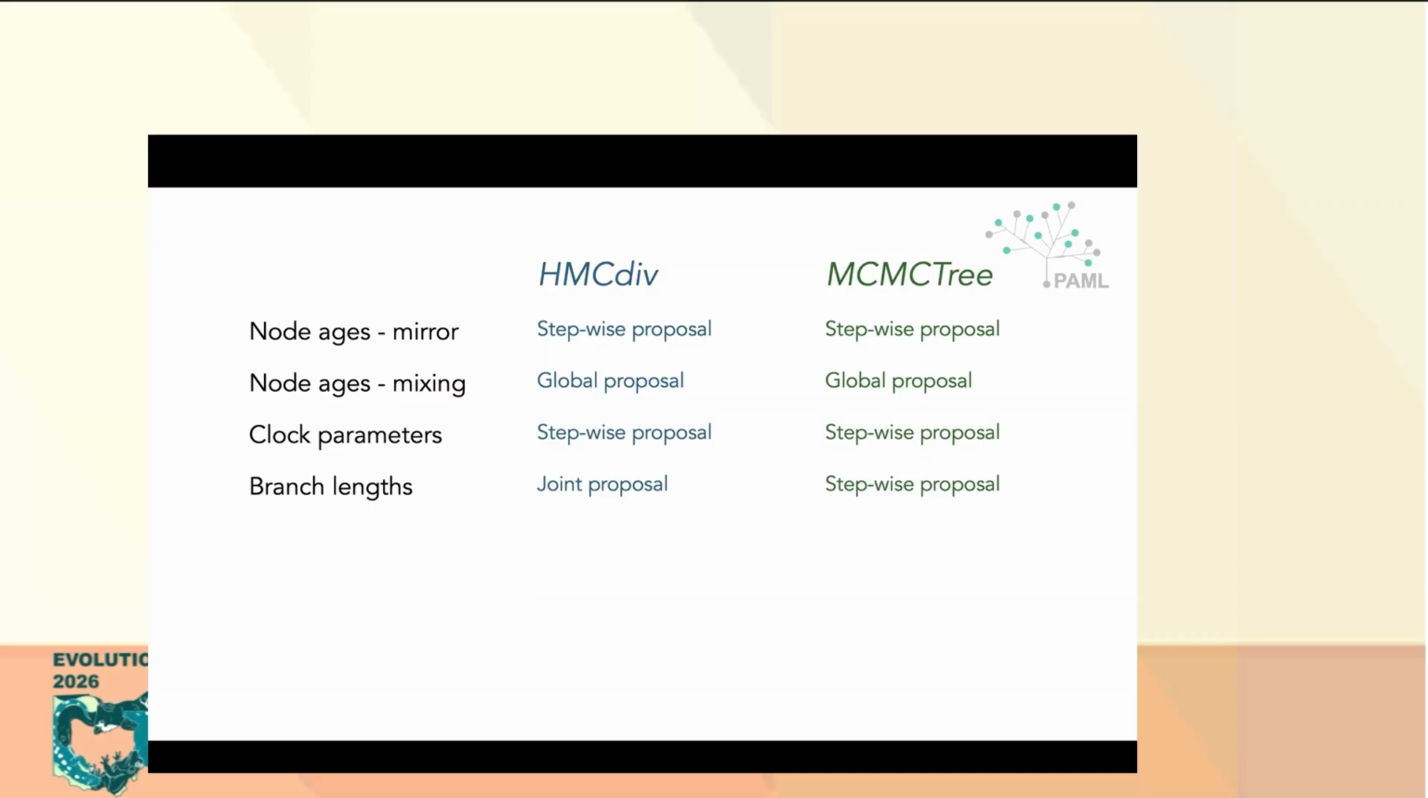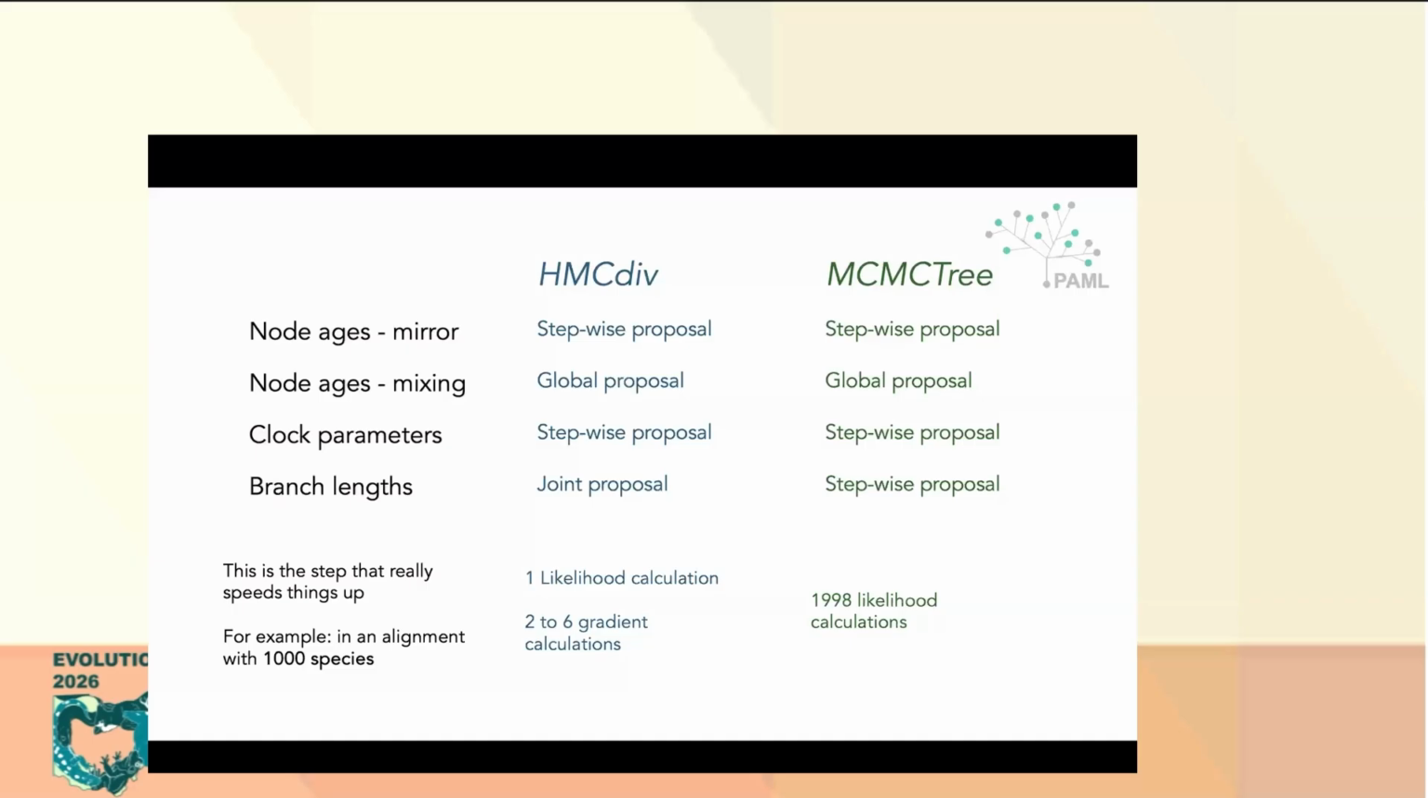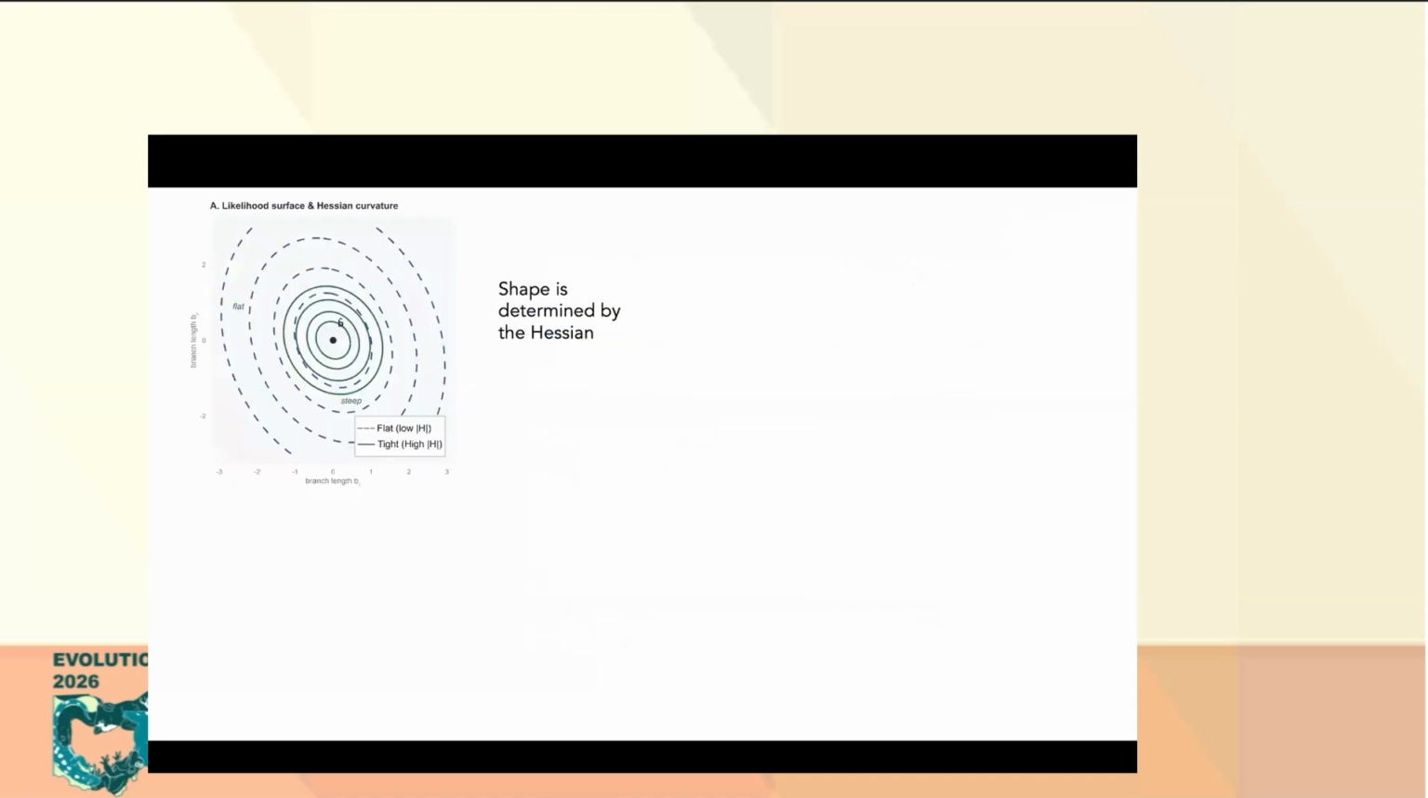And then it's for our branch lengths that things are really different. In HMC div, we jointly estimate all of our branch lengths in one step, and in MCMC tree, it's a stepwise proposal. So this is the part that really speeds up HMC div relative to MCMC tree. For branch lengths with HMC div, you have one likelihood calculation and then 2 to 6 gradient calculations, which are quite cheap, as opposed to MCMC tree, which has almost 2,000 likelihood calculations to sample every branch. So you can see it's an awful lot more computationally heavy in MCMC tree than in HMC div.